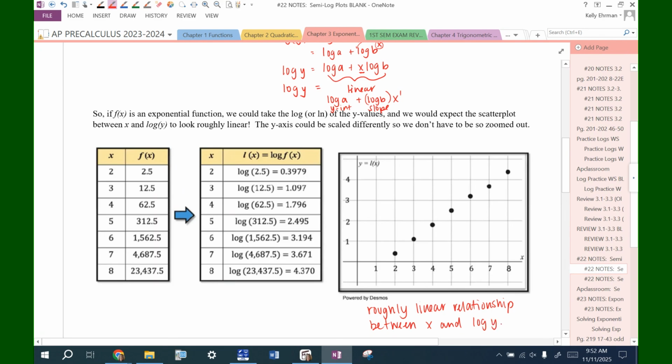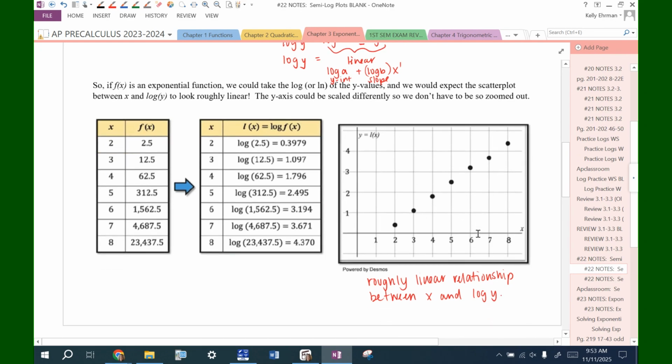So anytime you have an exponential function, you should see a roughly linear relationship between x and log y. And the same thing would be true if I did the natural log of y. It won't be perfectly linear because this data wasn't perfectly exponential, but we have something very close.